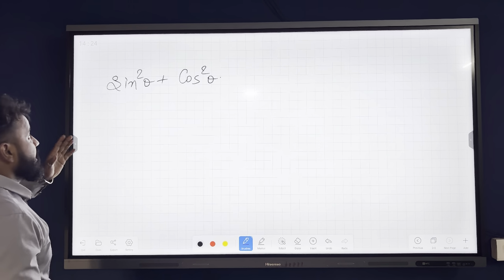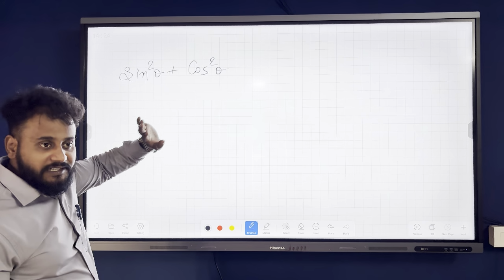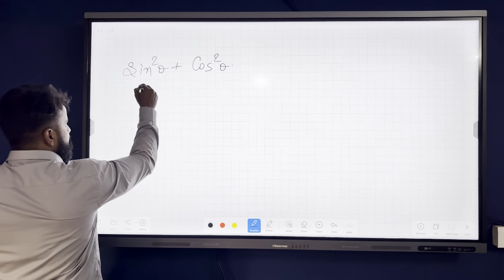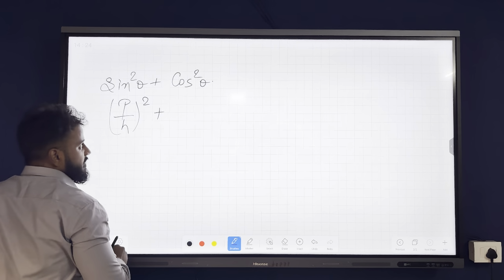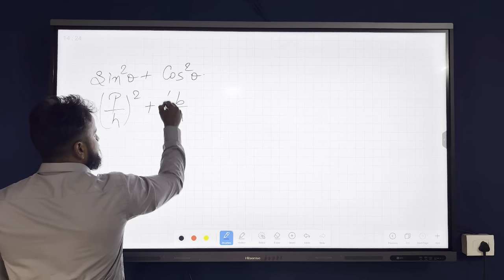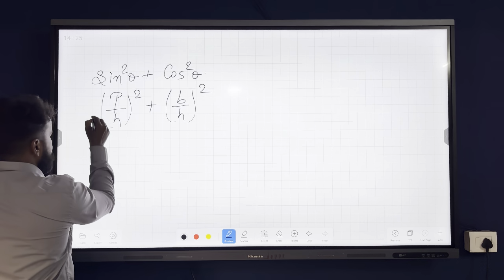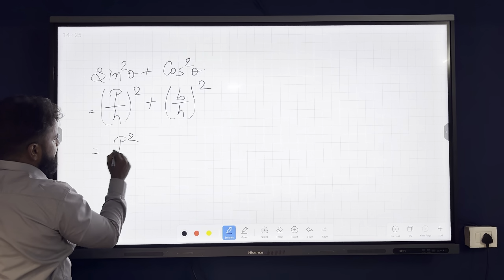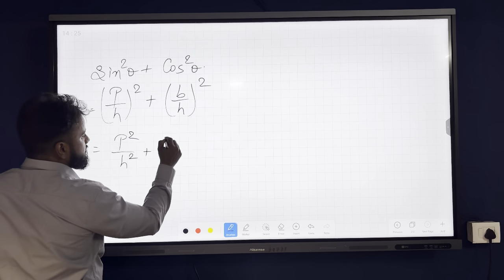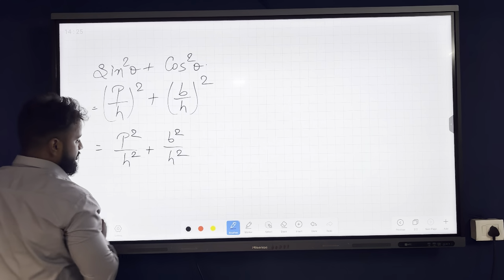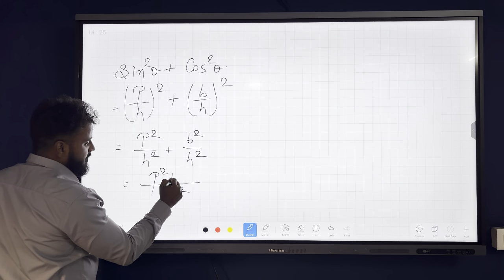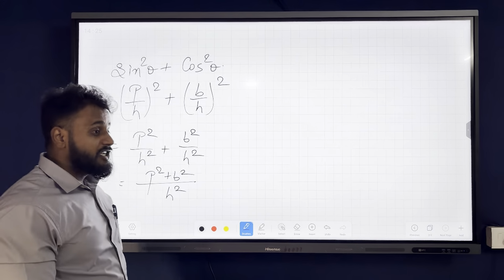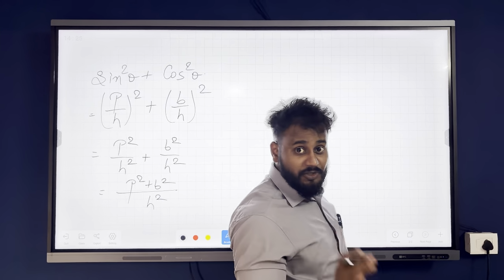Now coming to the next point, what we had studied, the formula of sin θ, that is p by h. So we can write (p by h) whole square plus, what is cos θ for us, that is b by h, (b by h) whole square. Now when we solve this, this will become p square by h square plus b square by h square. When we take the LCM, this is going to be h square, and the numerator will become p square plus b square.